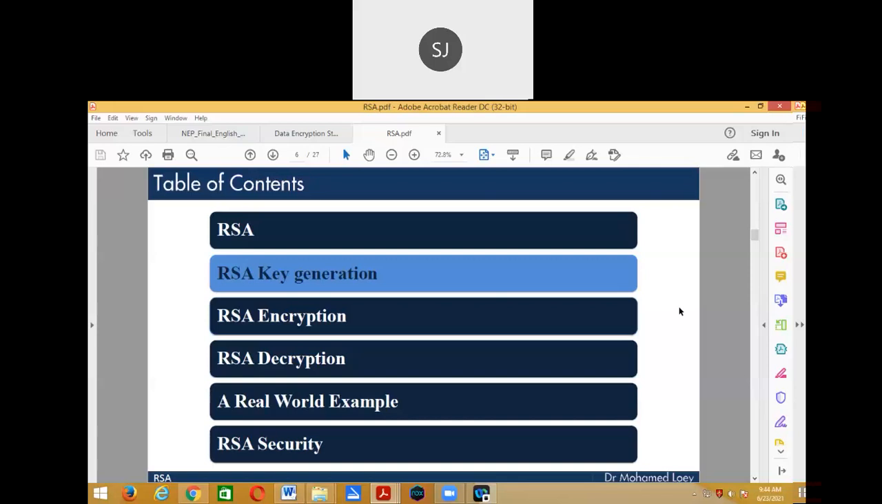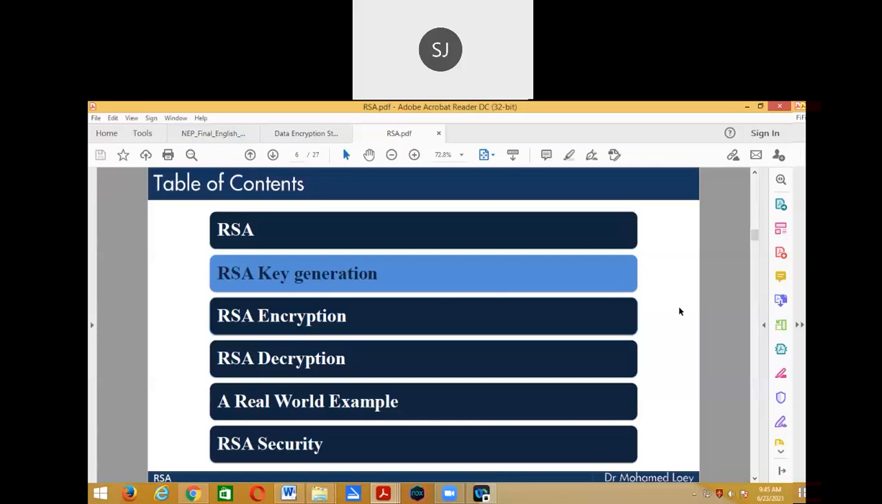So whenever A wants to send a message to B in a secured manner, what will A do? A will encrypt the plain text using B's public key. So that's how ciphertext is generated: encryption of plain text using the public key of B.